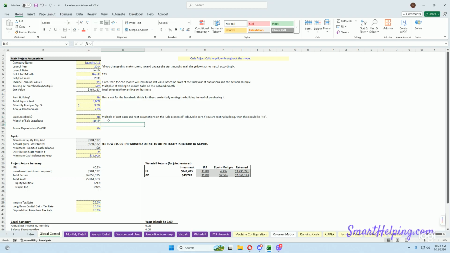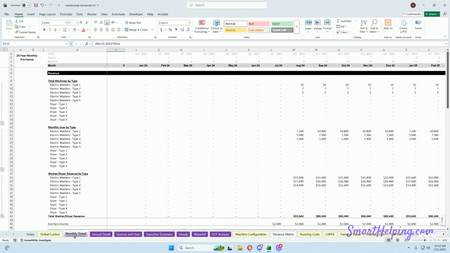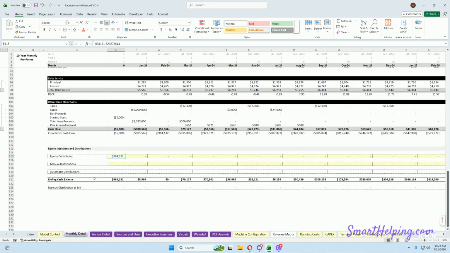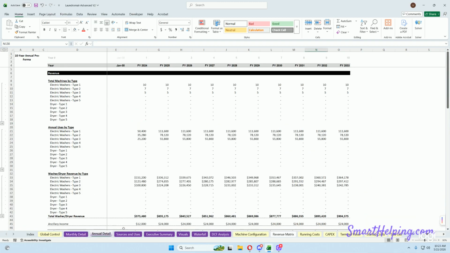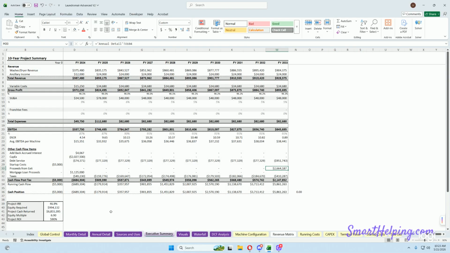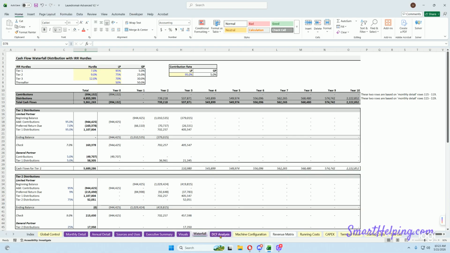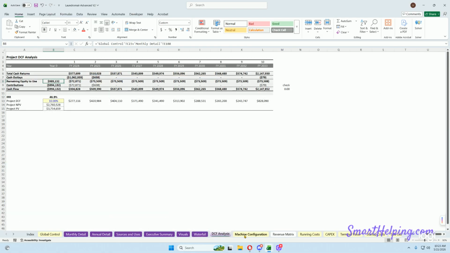The returns and the waterfall all work the same way as the regular version. So I just basically wrapped all the updates around this version as well. No changes, no logic was lost, and it still works fundamentally the same way on the operational side.